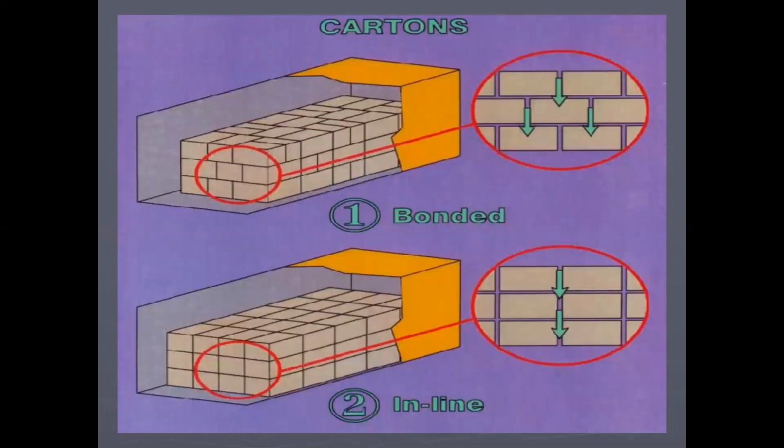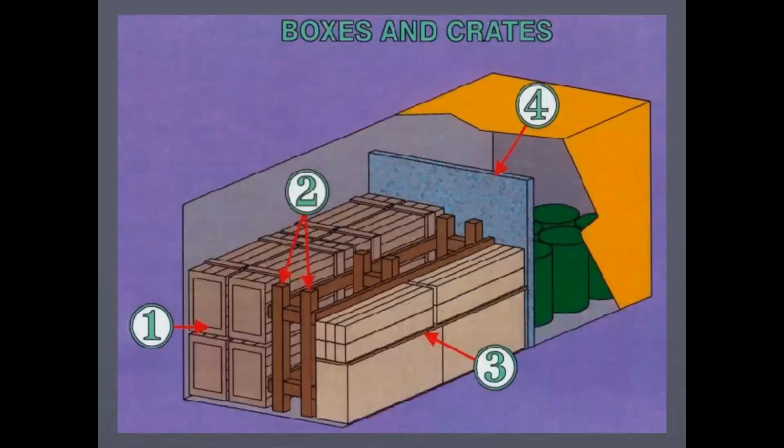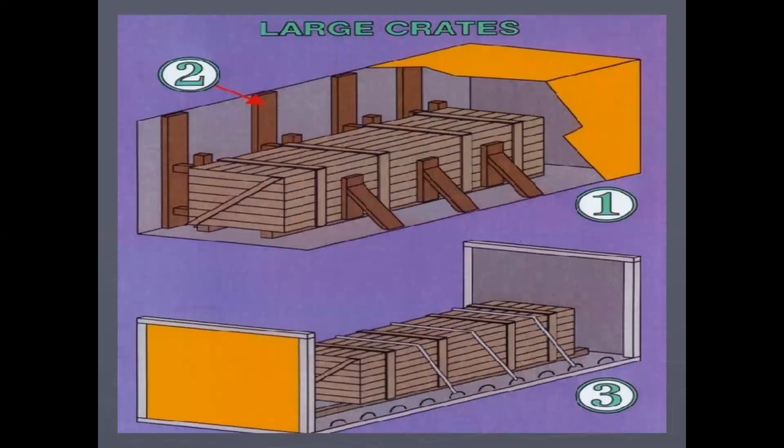About cartons, to ensure stability in the stow and spread the weight as evenly as possible, bonded and inline stow should be used. Try to avoid unnecessary wasted space and place large, heavy crates against the corner post. Boxes and crates. In principle, the same precautions as for cartons apply.